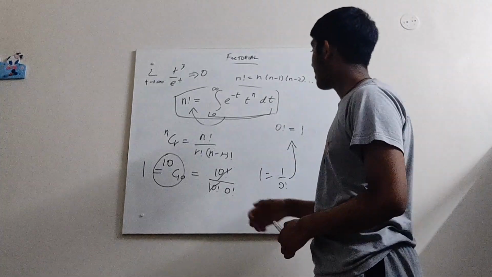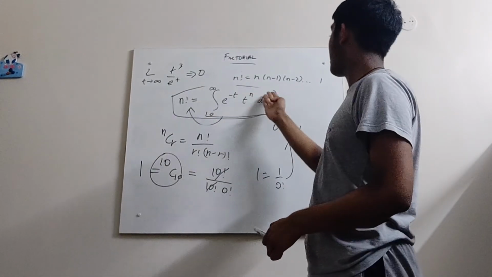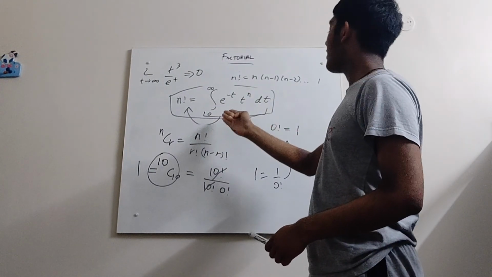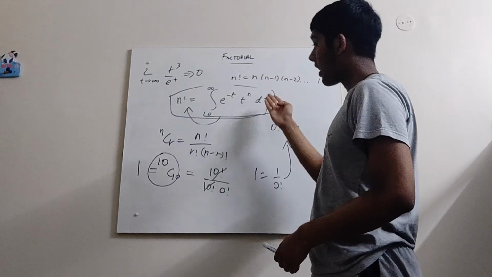And I hope you understood why n factorial is equal to the integral from 0 to infinity of e to the power minus t, t to the power n dt.